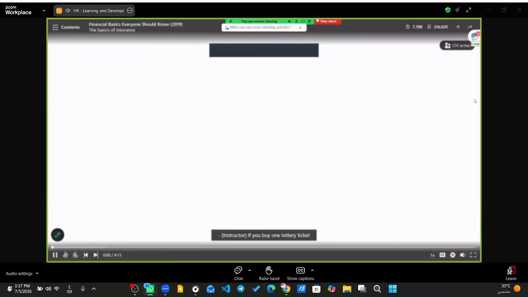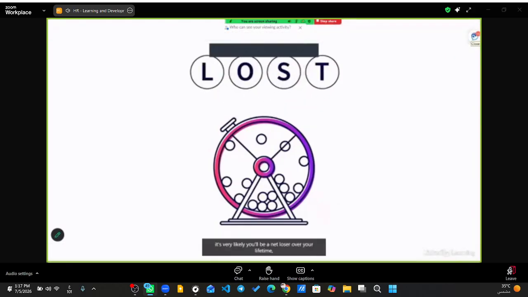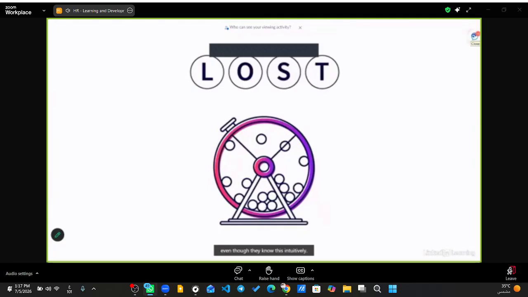If you buy one lottery ticket every day, forever, for the rest of your life, it's very likely you will be a net loser over your lifetime. Yet, people still play the lottery, even though they know this intuitively. Why is that? The answer is they want exposure to what's called positive skew, being a small amount less wealthy every year in exchange for the chance, albeit a small one, at a very large payoff.